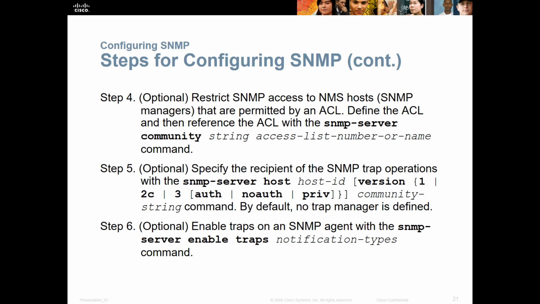Again, optional ones restrict SNMP access to the appropriate NMS hosts. Basically, it's a way that we can set ACLs so that we can actually verify. And again, SNMP server community string, the appropriate access list number or the name command. Another option is to specify the receipt of the SNMP trap option. Sixth option is to enable the traps on SNMP agents with the appropriate SNMP server enable traps command.